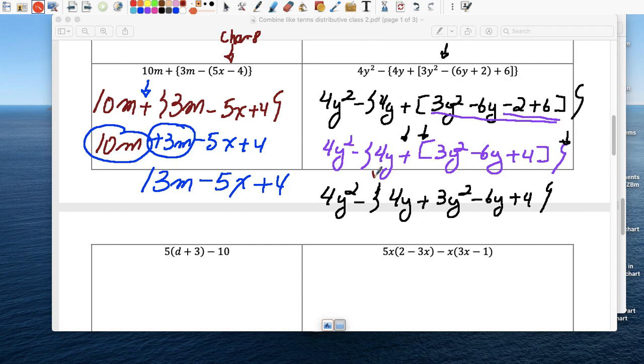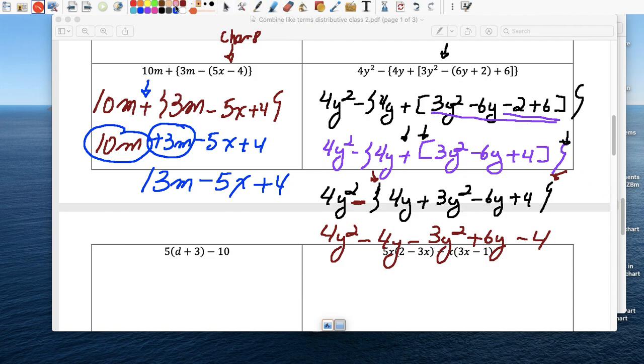So I'm going to remove this brace and this brace. But notice that right in front of the brace there's a minus sign. So everything inside the braces will change sign. So we get 4y squared minus 4y minus 3y squared plus 6y minus 4.